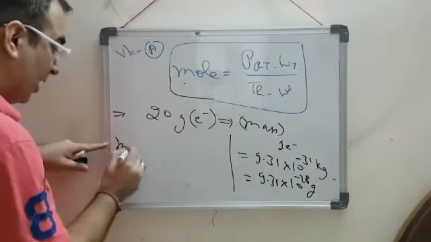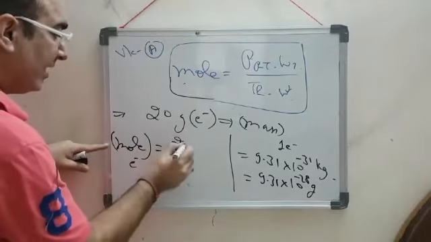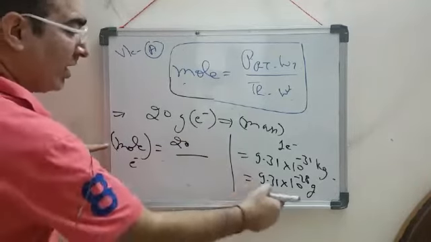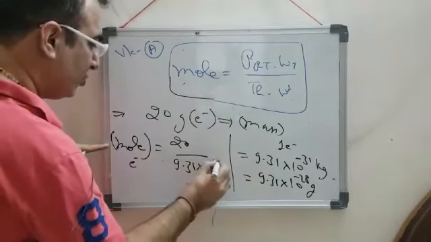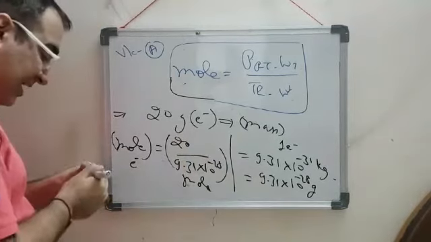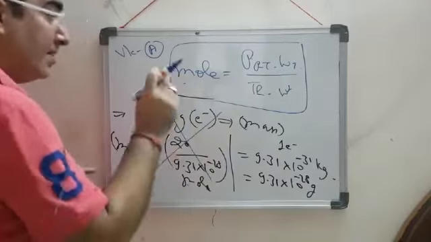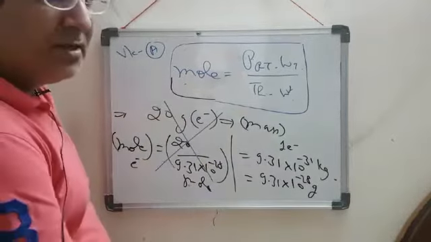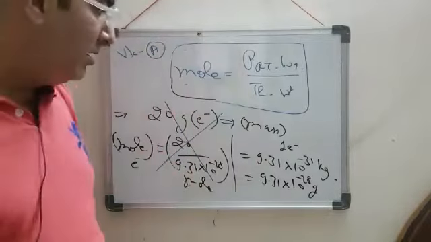Now suppose you use the same formula for electrons, moles is equal to 20, which is in grams, divided by this, which is also in grams, 9.31 into 10 to the power minus 28, and you say that it is the mole of electron. I am telling you, this is wrong. Never use this formula for subatomic particles. Any subatomic particles, electron, proton, neutron, never use this thing.